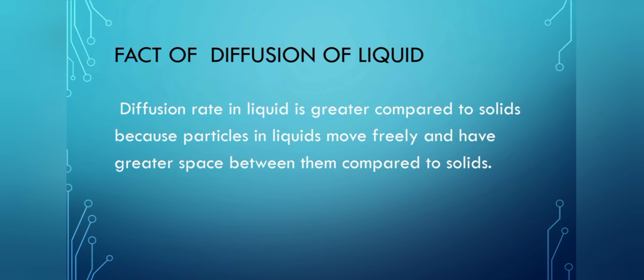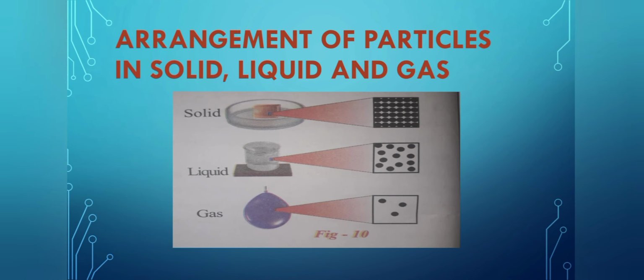Here is a fact about diffusion of liquid. The diffusion rate in liquid is greater compared to solids because particles in liquids move freely and have greater spaces between them compared to solids. Let's see the arrangement of particles in solid, liquid and gas. As we can see in the picture, solid particles don't have spaces between them and the diffusion rate is lesser compared to liquid and gas. Liquid has a greater diffusion rate and greater spaces between particles compared to solid. Gases have very large spaces between them and have the greatest diffusion rate.